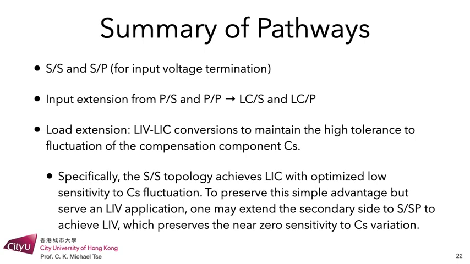And in particular, the SS topology can achieve LIC with optimal low sensitivity to CS fluctuation. And therefore, if we would like to preserve this very simple and useful advantage, and at the same time to serve LIV application instead of LIC application, then the low side transformation becomes very effective, and we can then extend the secondary side to SSP to achieve LIV, because originally it was LIC, but then it could be converted to LIV, preserving the same advantage of near zero sensitivity to CS variation.